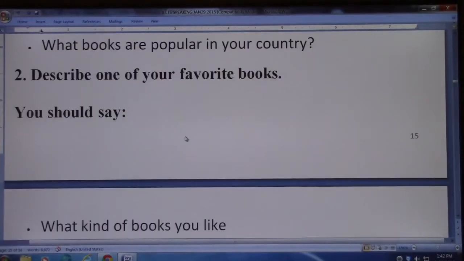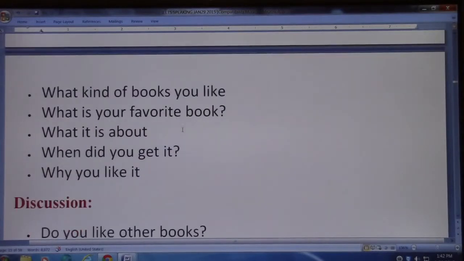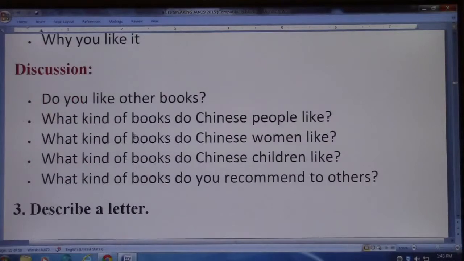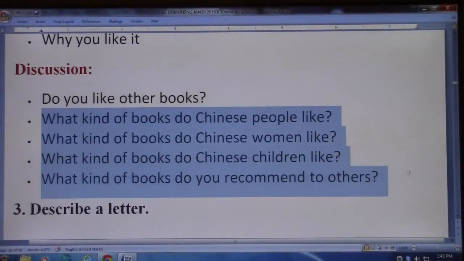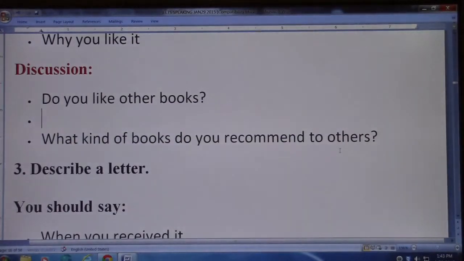Describe one of your favorite books. You should say what kind of books you like, what your favorite book is, what it is about, when you got it, and why you like it. The discussions about books, of course: do you like other books, what kind of books do people in your country read, and children, and what kind of books do you recommend to others.